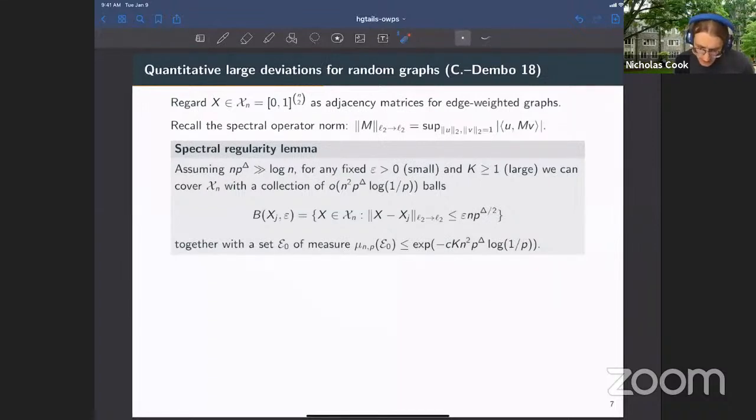And so what it says is, we have this constraint. This is in some sense the optimal constraint on p that Amir was mentioning in his talk, the range of p where you'll have either a clique or a hub construction for upper tails of triangles, say. So if you assume p doesn't shrink too fast, so we have this constraint, then for any small parameter epsilon and large parameter k, we can cover our solid cube of weighted adjacency matrices with a collection of, okay, this is a typo here, exponential to the little o of n squared p to the delta log 1 over p balls.